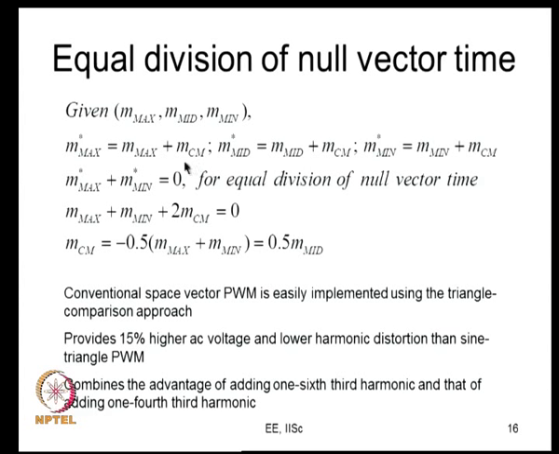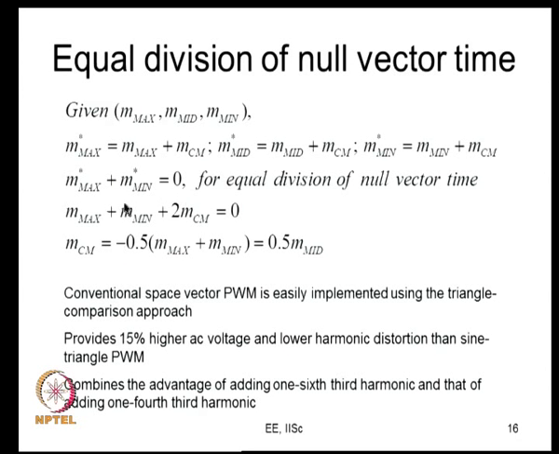So, you add M max, M mid and M min. So, you get M max star, M mid star, M min star, which are the modulating signals you are going to use. Now, if you want your null vector time to be equally divided, then you need this condition: M max star and M min star should be equal in amplitude, but opposite in sign.